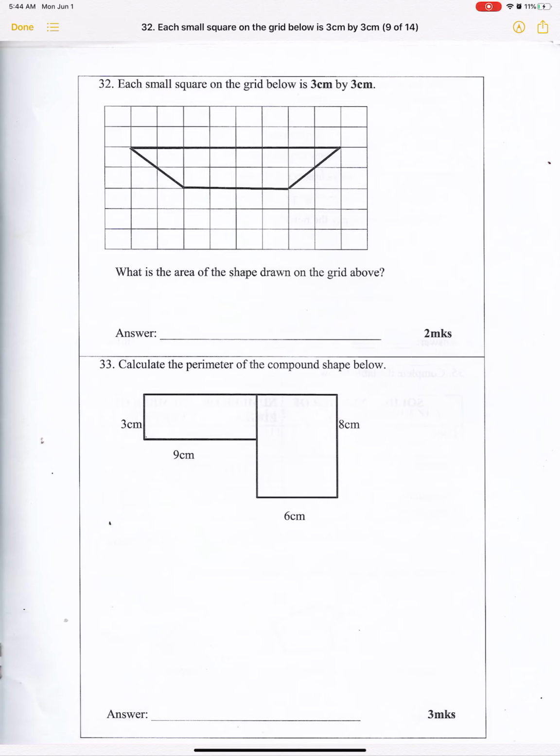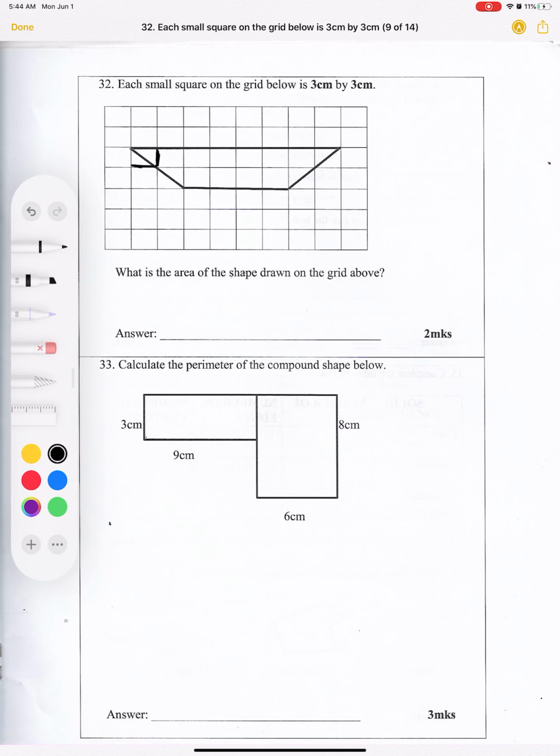Each small square on the grid below is 3 by 3. That means 3 this way, 3 that way. Let me change the color. Alright, 3 by 3. What's the area of the shape drawn on the grid below? We'll find the area of one box. If this is 3 by 3, then this would be 9. Not 6, 9.